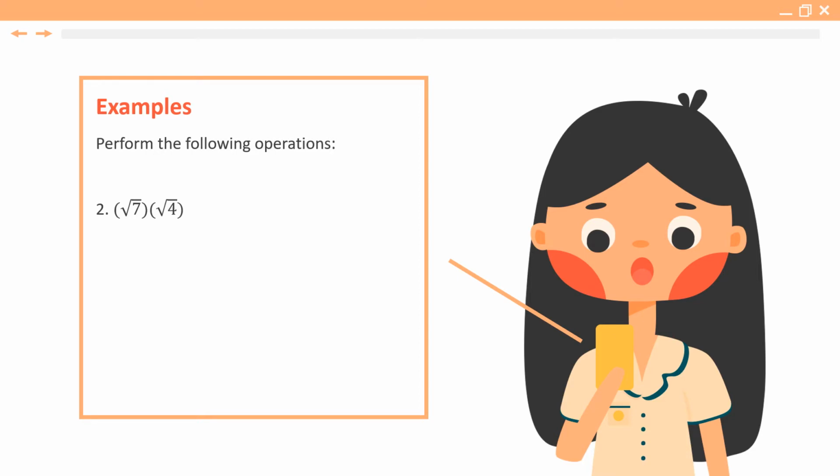Next one, we have square root of 7 times square root of 4. So 7 times 4: 7, 14, 21, 28. So we have the square root of 28. But we can still factor out 28. So when we factor out 28, it would give us 7 times 2 times 2. And we could take out 2 from the square root. So our final answer would be 2 square root of 7.